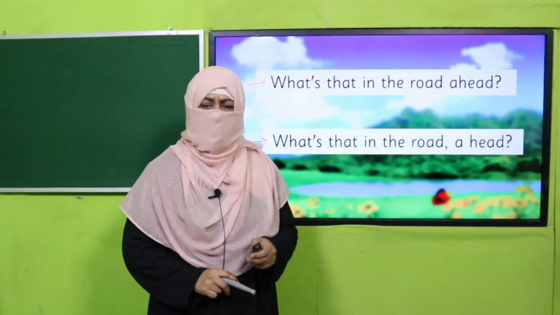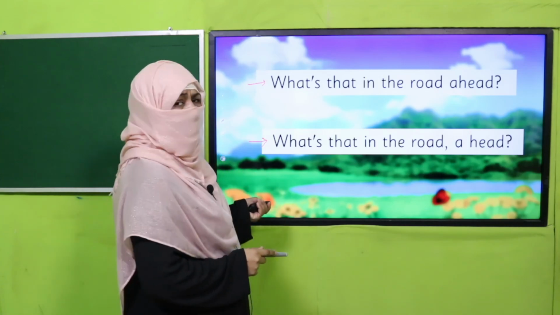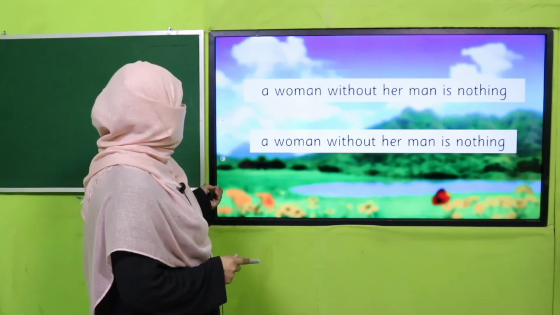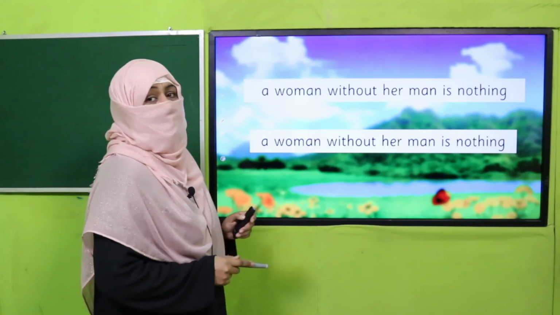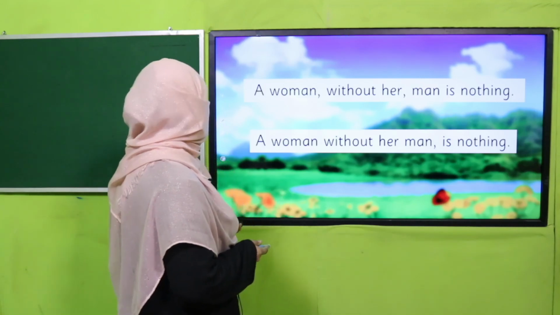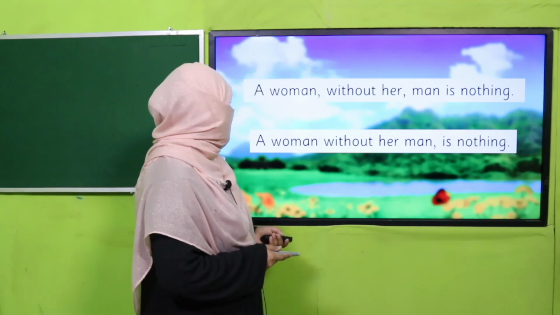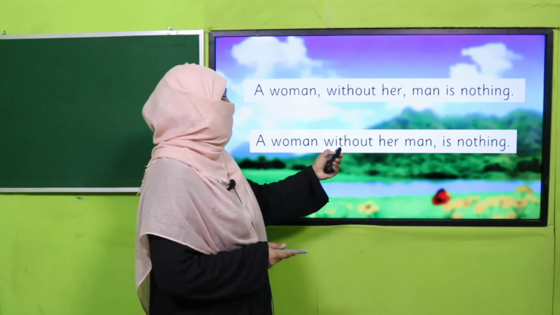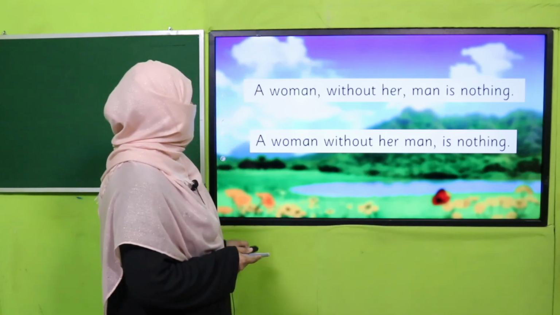Yes, my dear children, are you done? I hope you have taken all the examples which I have mentioned, many interesting examples, like a woman without her man is nothing. So this one sentence can be written in two ways. A woman, comma, without her, comma, man is nothing. A woman without her man is nothing. Okay, so these two sentences are different from each other.